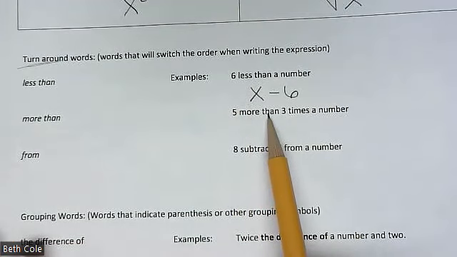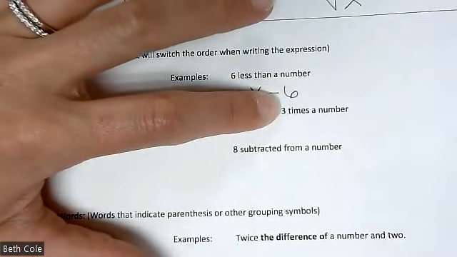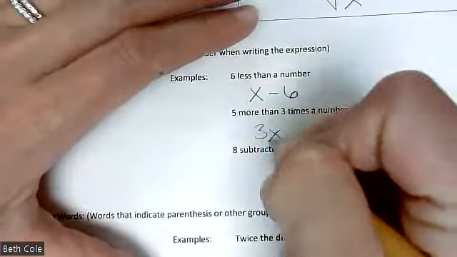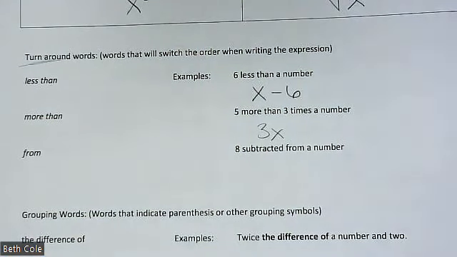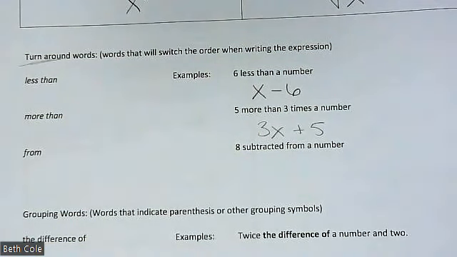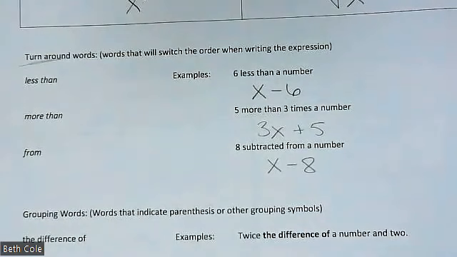5 more than 3 times a number. Well, let me take that away. Do you know how you would do 3 times a number? 3x, good. And if you want 5 more than that, plus 5, good. And then from is also going to reverse it. 8 subtracted from a number would be x minus 8. So it's just flipped around.